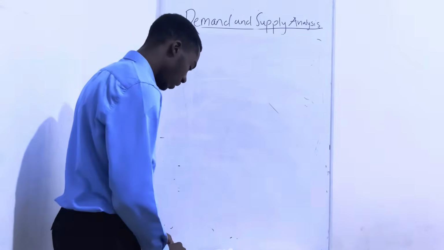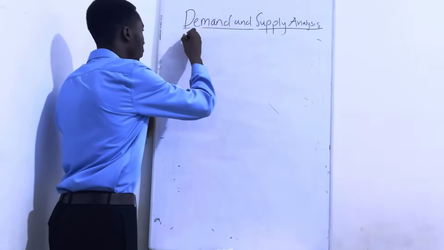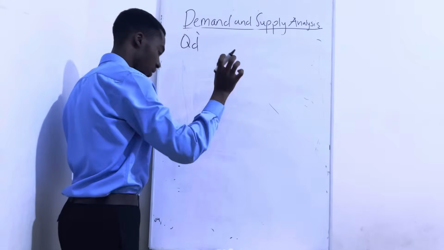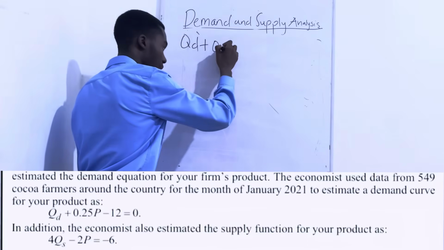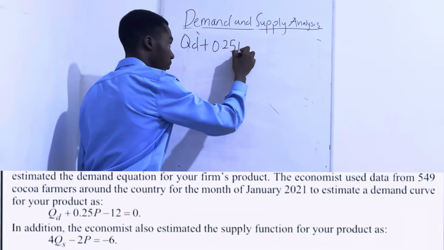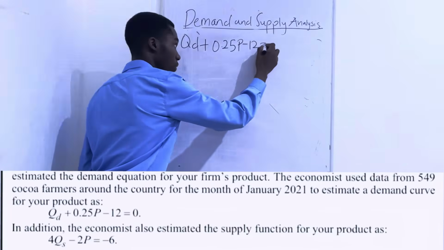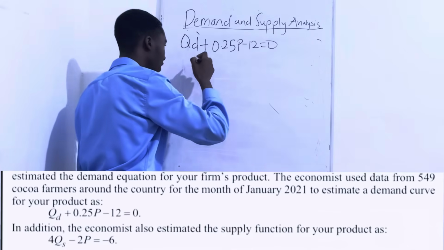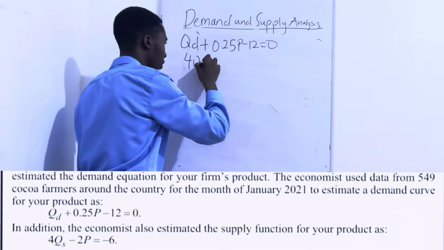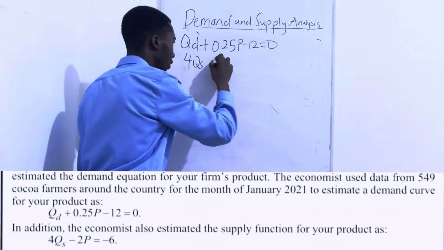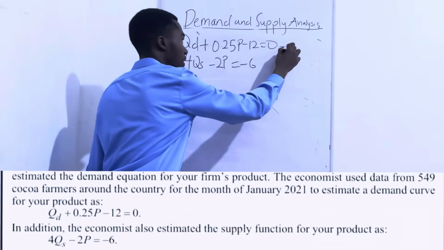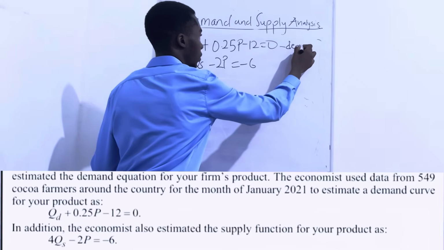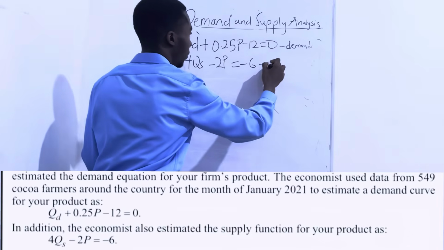So in the question, they gave us 2 equations. The first one was, so this is directly from the question, QD plus 0.25p minus 12 is equal to 0. Then the supply equation, they give us 4QS minus 2p is equal to negative 6. So this is the demand and the supply equation.